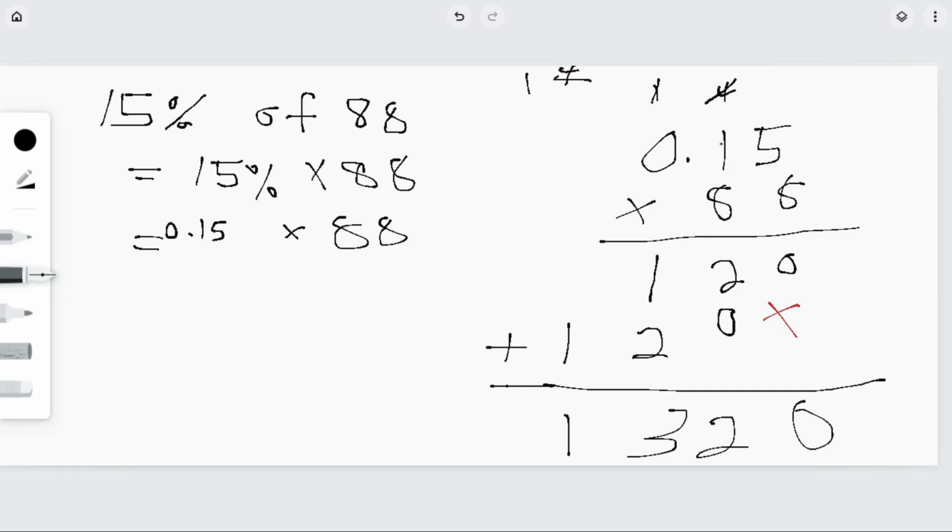So just check your question here. Since we have 2 decimal places in the first number, and this one did not have any decimal, that means the decimal point will be here. We just have 2 digits after the decimal, that will be 2 decimal places, because we have 2 digits at the end to the left of the decimal. So the answer here will now be 13.20. Now 15% of 88 is 13.20. So that is it about that.